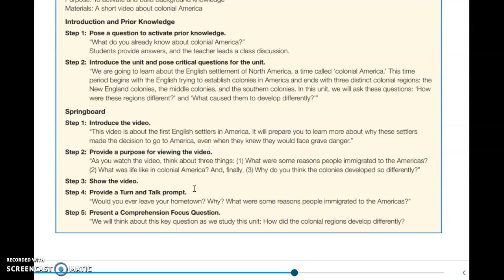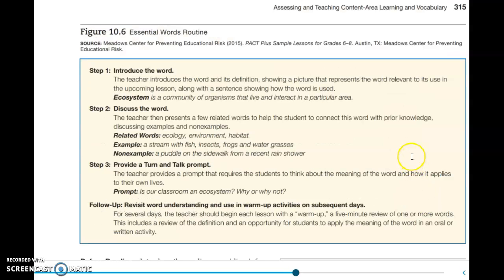prompt so they could turn to their shoulder partner or their seat partner. And then you could present a comprehension focus question. We will think about this key question as we study this unit. How did the colonial regions develop differently? And you could adapt that, of course, to whatever content area you are talking about.